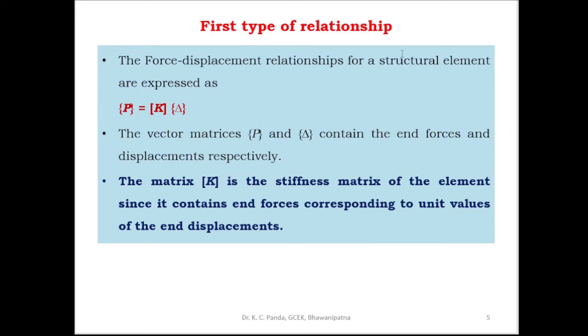Coming to the first type of relationship, the force displacement relationship for a structural element is expressed as P = K δ, where P and δ are the column matrices which contain the end forces and displacements respectively, and K is the stiffness matrix of the element, since it contains end forces corresponding to unit values of the end displacements. So this is the first type of relationship used in structural analysis.